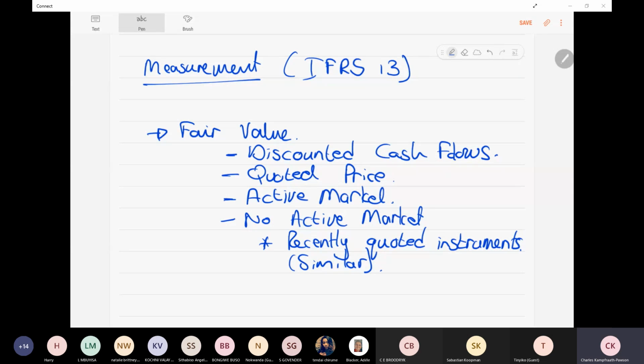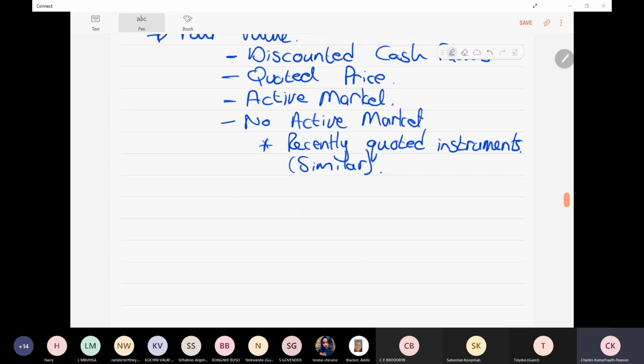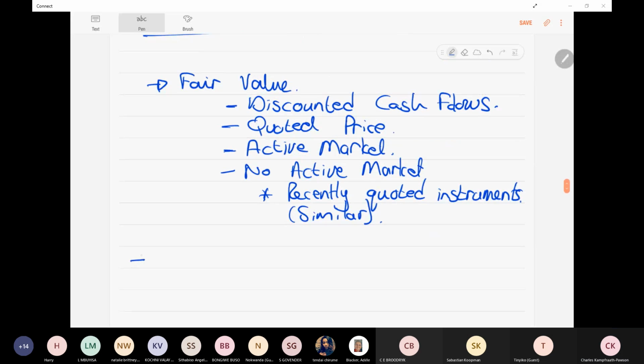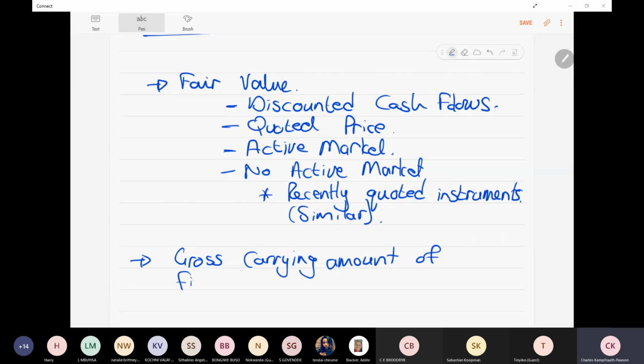So, basic things to remember there: fair value is generally the quoted price, but it's not uncommon to use a valuation technique. So always be open to that, if they give you the information. If we look at an asset, we will generally focus more on IFRS 9, where they talk about the gross carrying amount of the financial asset.